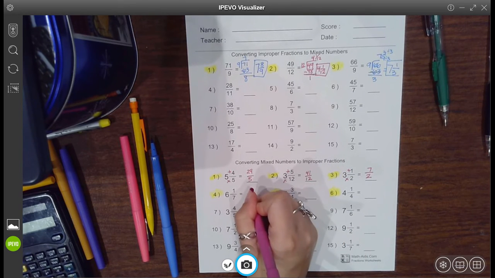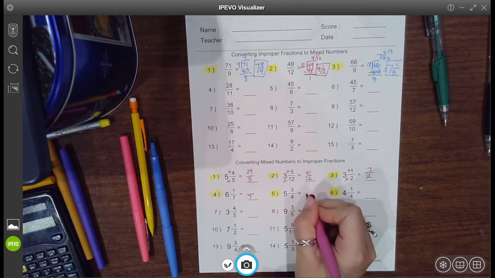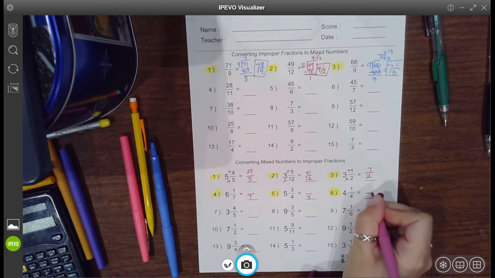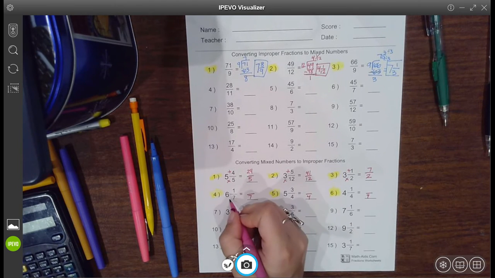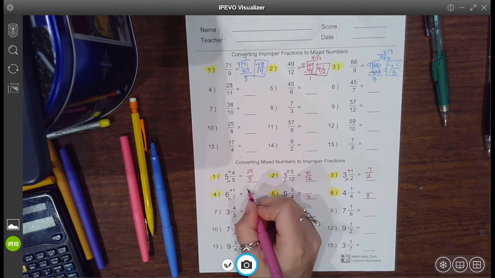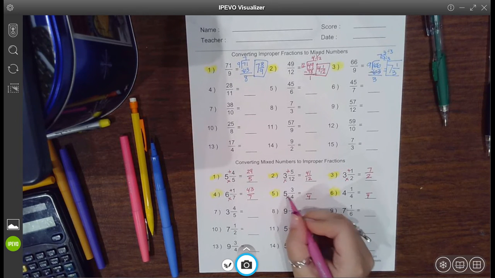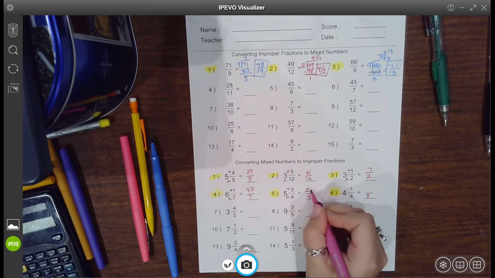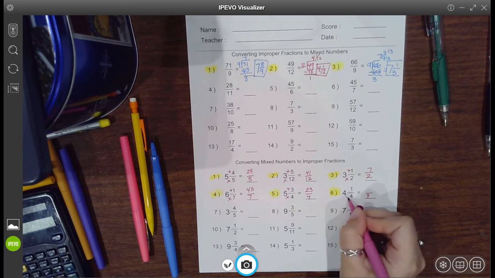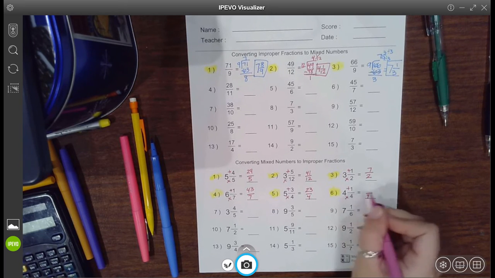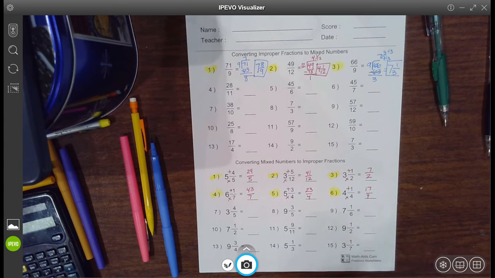Okay, to change these ones, keep the denominator the same. And then multiply the denominator with the whole number. 7 times 6 is 42. Add the numerator. So 42 plus 1 is 43. 5 times 4 is 20. 20 plus 3 is 23. 4 times 4 is 16, and 16 plus 1 is 17.